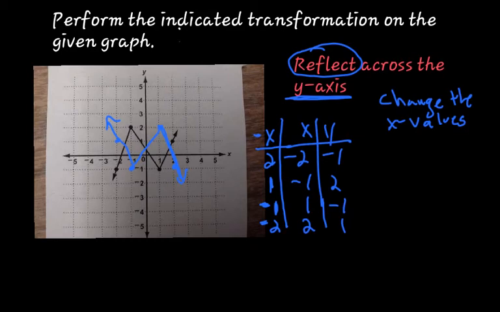If it says reflect across the x-axis, if it said x-axis, you need to change the sign of the y values. So you do the opposite. For the y-axis reflection, you change the x. Reflection across the x-axis, you change the y.